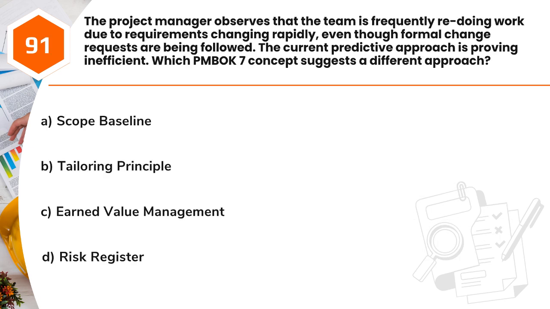Question 91. The project manager observes that the team is frequently redoing work due to requirements changing rapidly, even though formal change requests are being followed. The current predictive approach is proving inefficient. Which PMBOK 7 concept suggests a different approach? A. Scope baseline. B. Tailoring principle. C. Earned value management. D. Risk register.